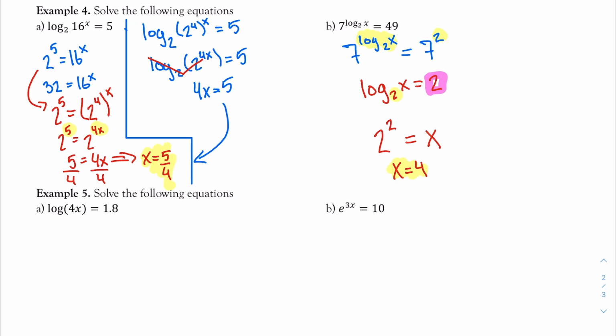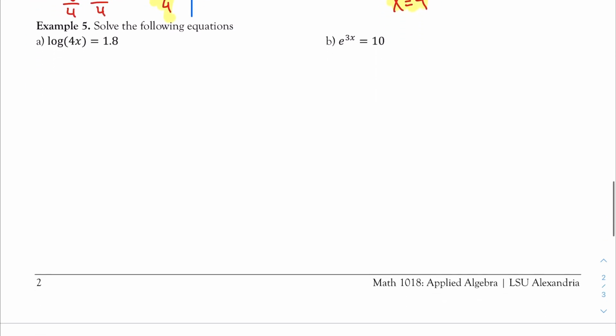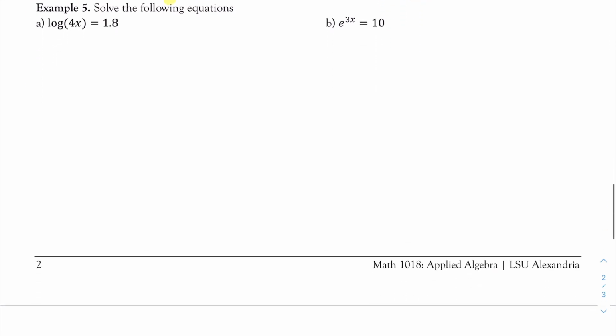So we have example 4. Now we can look at example 5. Example 5 says, solve the following equations. Part A, I have log of 4x is equal to 1.8. Before I do that, notice that there is no base on this logarithm. So if you want, you can write log base 10.